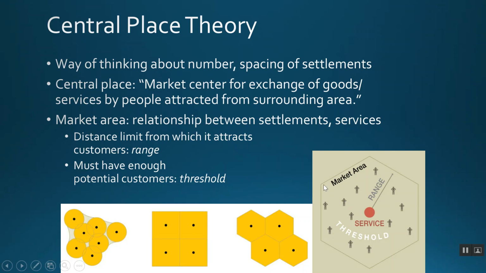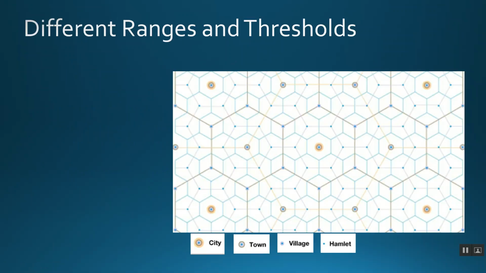So here's the hexagon. This is the market area. Here's the range. Here's how far people are willing to travel for this particular service. And the threshold is the number of people in here. Different services have different thresholds as well. Again, a hospital needs a lot more people to survive than a McDonald's does. So I'm going to talk about different ranges and thresholds.